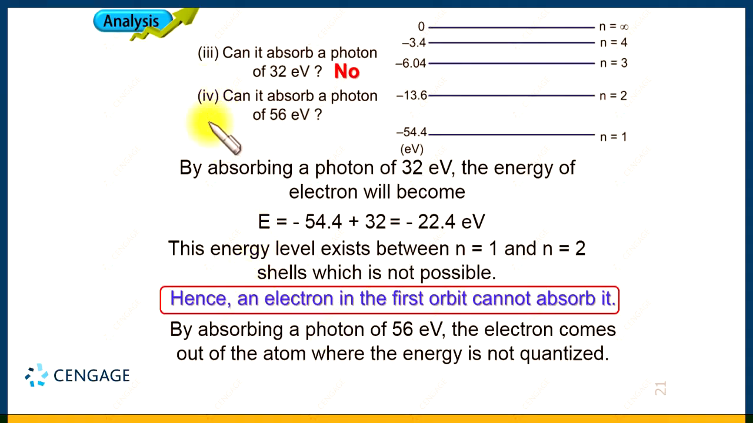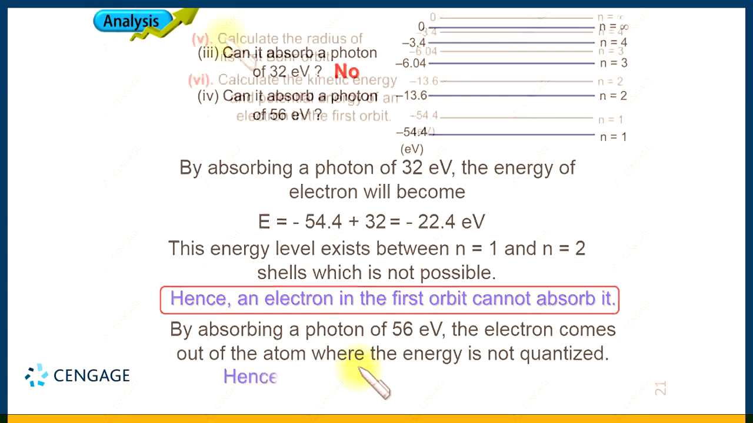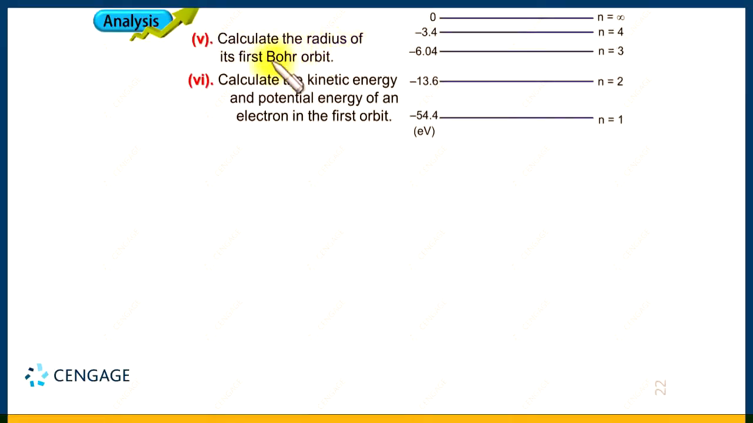Now let us move to the fifth part of the question. Calculate the radius of the first Bohr orbit. And we have the formula for the radius of the nth shell. We know that the radius of the nth shell is equal to 5.3 n square divided by z, right, this much.